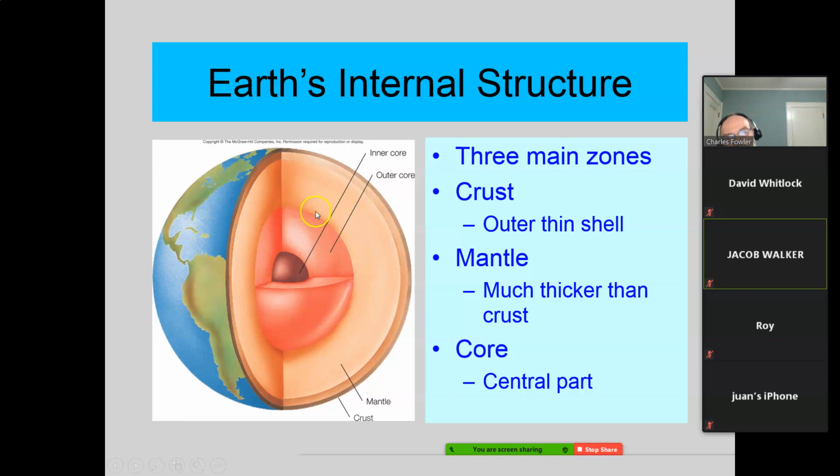Now, the outer core is all liquid, molten rock. The inner core is solid again. But the mantle is much, much, much thicker than the crust. The core is the center part, is not as thick as the mantle, and certainly has a lot less material in it than the mantle, because the mantle is completely surrounding the core.